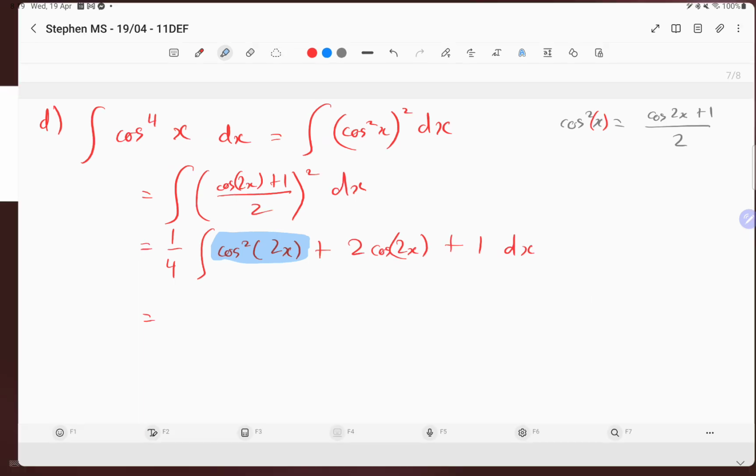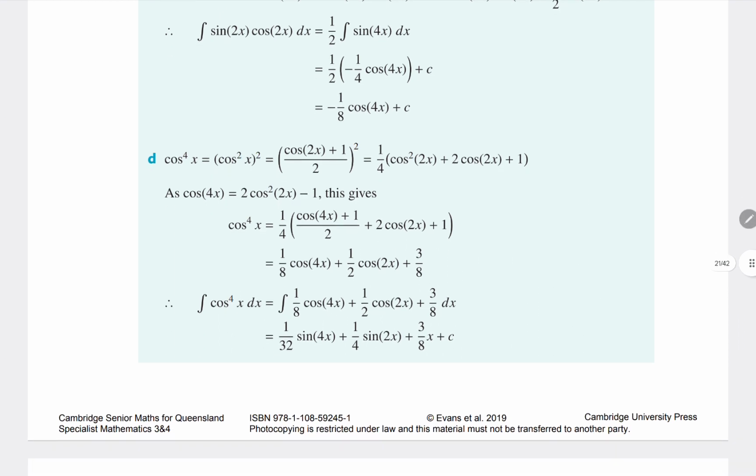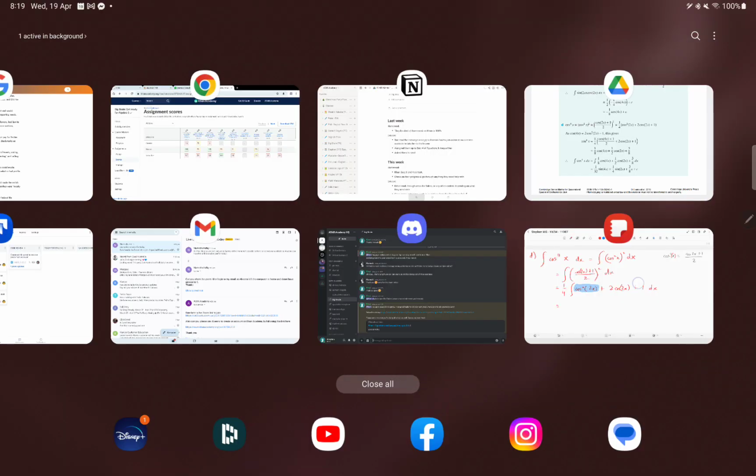I feel like it's the same one again, but let me check with the textbook a little bit. Once you've done a few, you have a bit more confidence. So cos power 4 is 1 over 4 times the... Oh, they actually just repeated it. Yeah, they just repeated it.